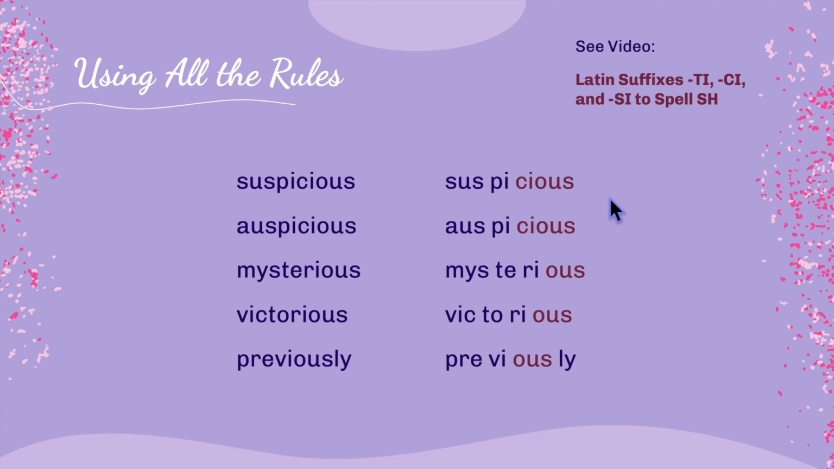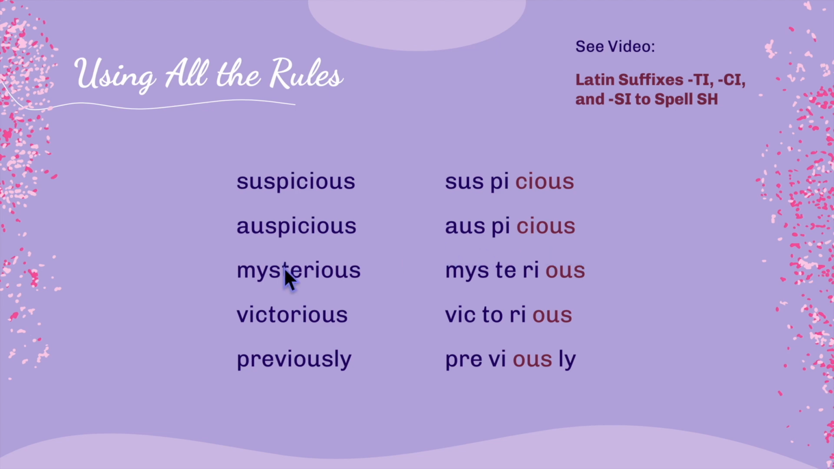Suspicious. I don't recognize that, so we switch the long I to the short I. Suspicious. Right here, I noticed the suffix shus again, so we will split here and divide between these two consonants. A and U together say auspicious. I don't recognize that, so we switch from the long to the short I.